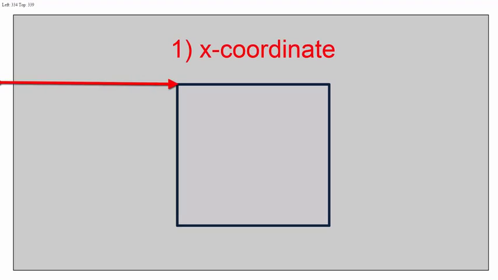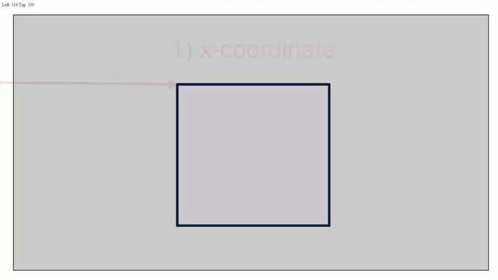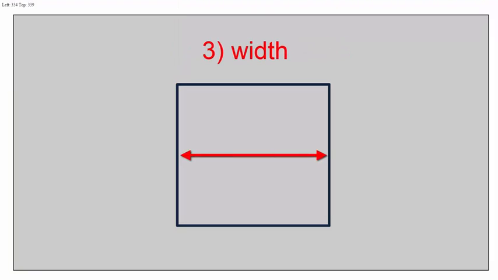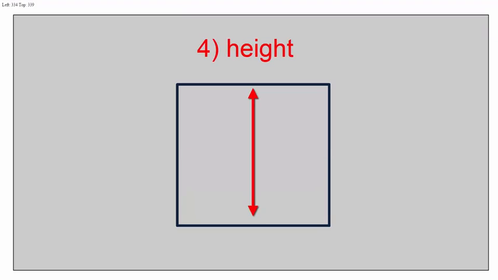1. The x-coordinate of where the square should begin being drawn. 2. The y-coordinate of where the square should begin being drawn. 3. The width of the square, or rectangle if it's not 2 equal sides. And finally, the height of the square, or rectangle. Let's tackle these one at a time. The x-coordinate should be pretty easy.